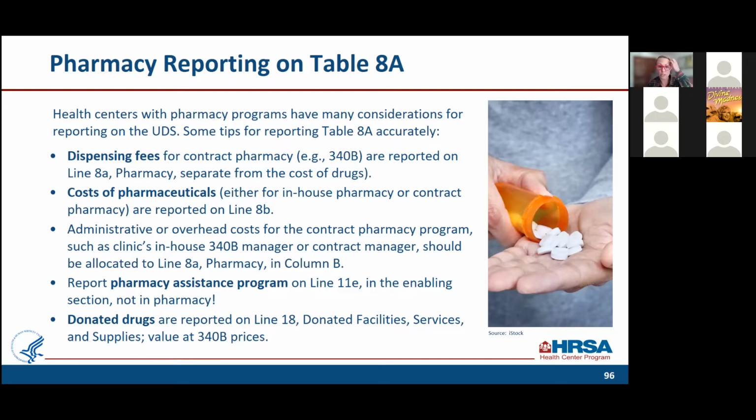If there are non-clinical support staff who support the pharmacy program, such as a 340B manager, then the cost of those personnel should initially be reported on line 15, column A, non-clinical support, and then should be allocated to line 8A in column B as pharmacy-specific overhead. So as mentioned, pharmacy assistance programs are an enabling service and therefore should be reported in the enabling section, specifically on line 11E. Donated pharmaceuticals are reported on line 18, donated facilities, services, and supplies.